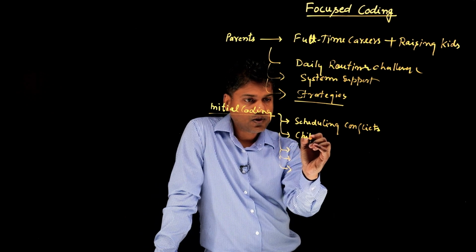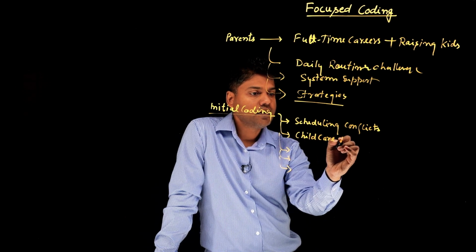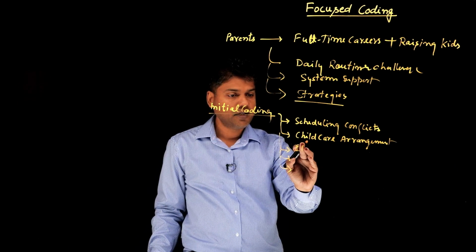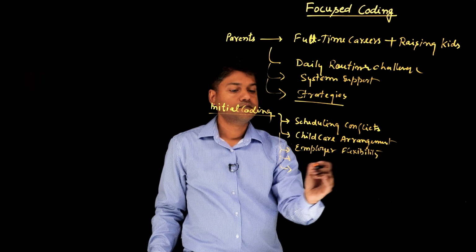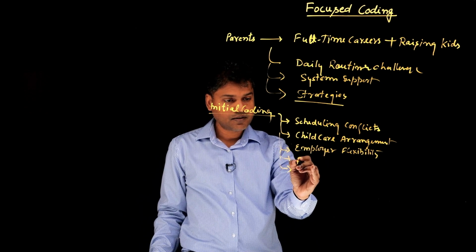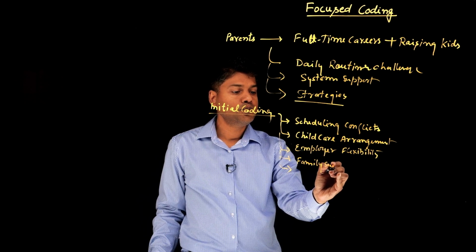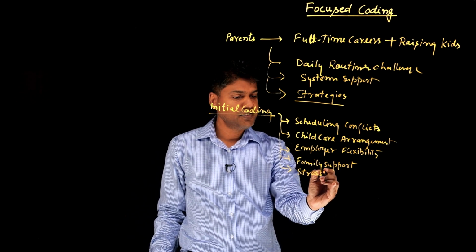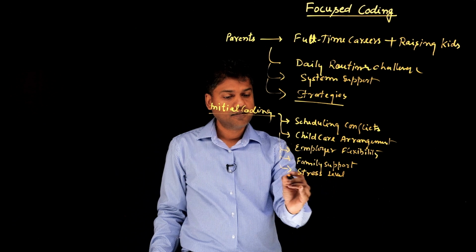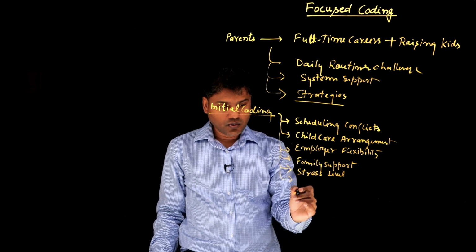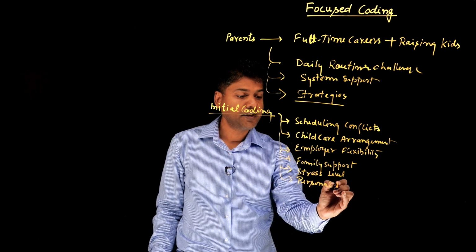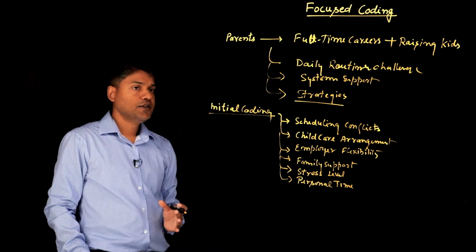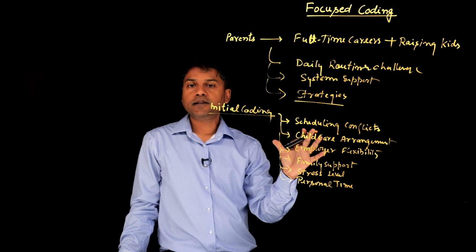And then another code, let's say, childcare arrangement. And then there is another code, let's say, employer flexibility. Another initial code, let's say, family support. Another initial code, stress level. And let's say there is another initial code called personal time. So whether parents have personal time for themselves. And this is just an example.